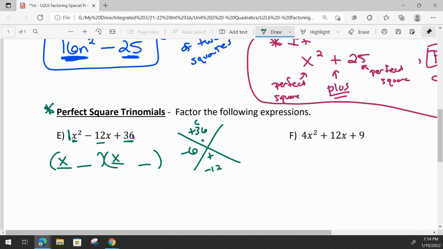Will be -6 and -6. Remember, with your signs, if your C value is positive, you have to have the same signs. But in order for that B value to be negative, they're both going to be negative. So if your signs are the same, then the B value tells you what they are going to be. So they have to both be negative in order for them to add up to a -12. So you get -6 and -6, x minus 6, x minus 6, the same two binomials.